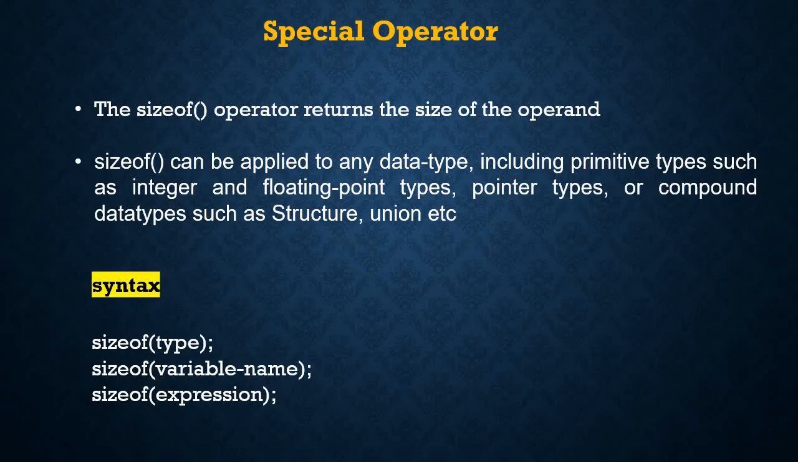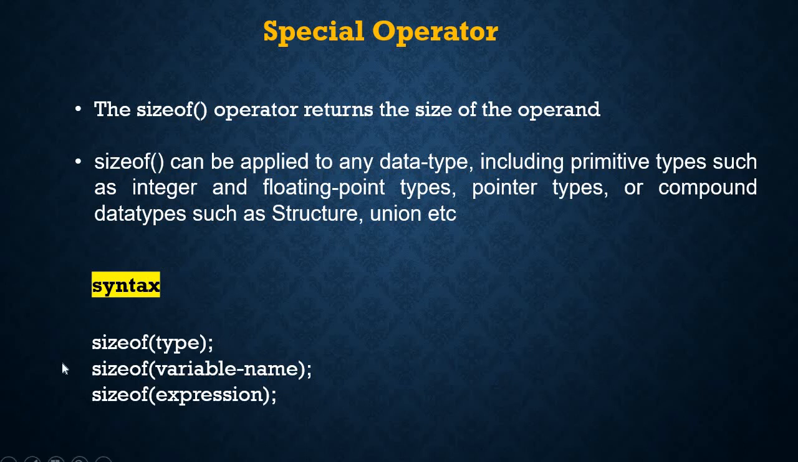This is a special operator available in C. We call it the sizeof operator. The sizeof operator is the one which returns the size of the operand. What is the size? Whatever variables we have created will be stored in memory. If we want to know the memory size of that particular variable, then we can go for the sizeof operator. It can be applied for any data type: primitive data types, pointers, floating type, compound types or structures, unions, whatever the data type is, it is applicable for the sizeof operator.